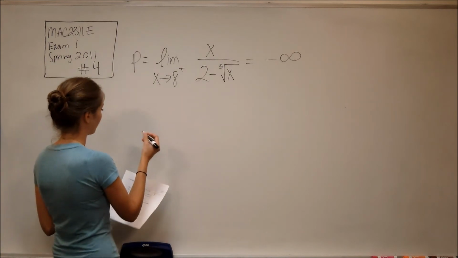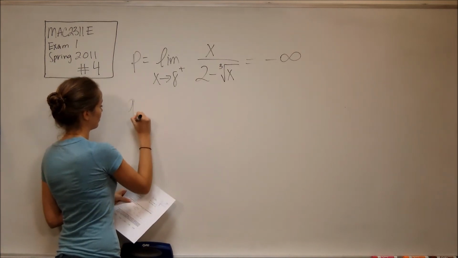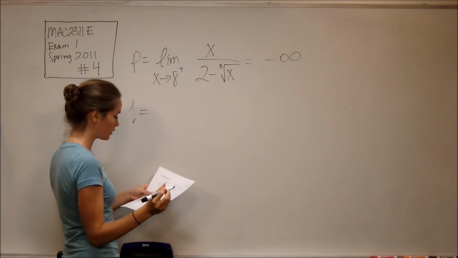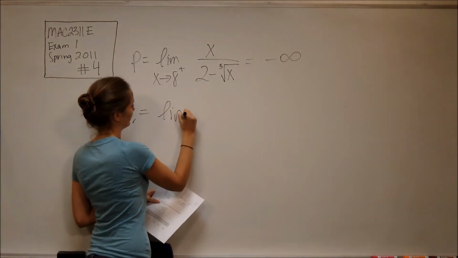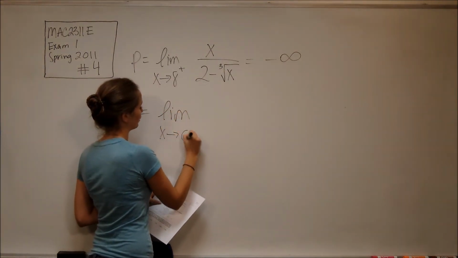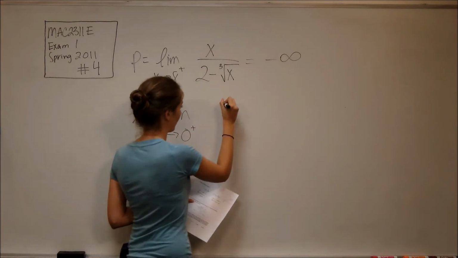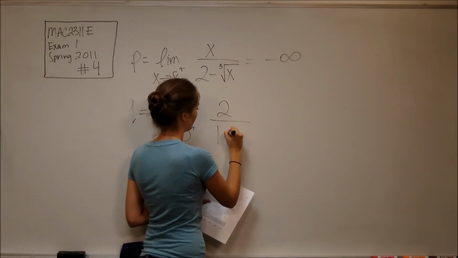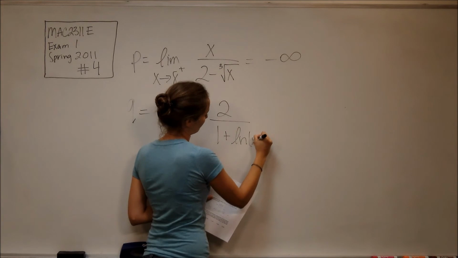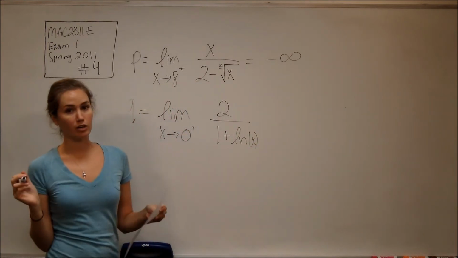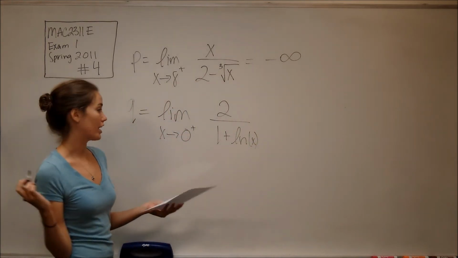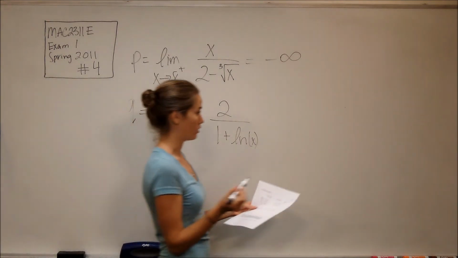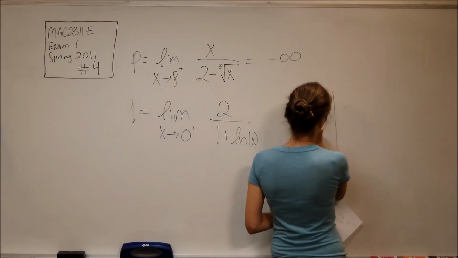Now we have to figure out Q. Q is equal to the limit as x approaches 0 from the right of 2 divided by 1 plus ln of x. If you're not familiar with your ln graph, it's always good to draw it out just so you remember.